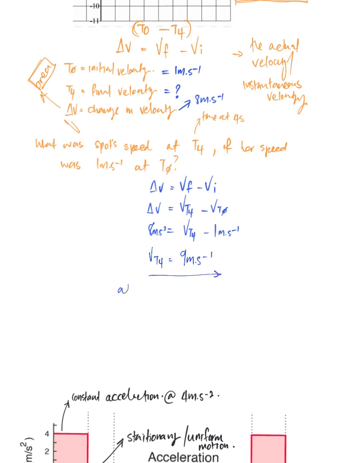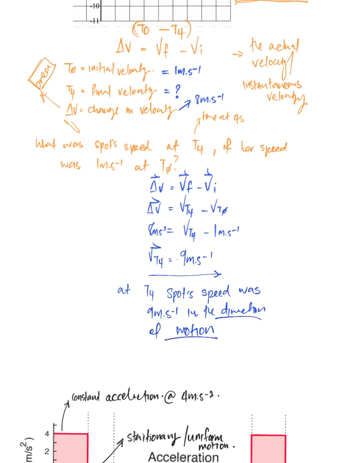So at T4, Spot's speed was 9 meters per second in the direction of motion. I should put all of that in. How do I know it's in the direction of motion? This value is a positive value.